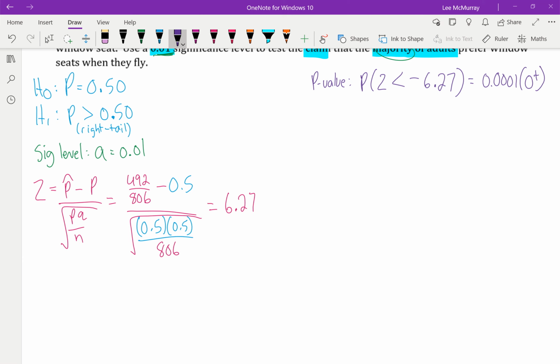And then we're going to compare that to our significance level. Our p-value is 0 plus, and our significance level alpha is 0.01. So in this case, p is obviously less than that. We'll say the p-value is less than alpha, and as a result, we reject the null hypothesis, right? So therefore, reject the null hypothesis.